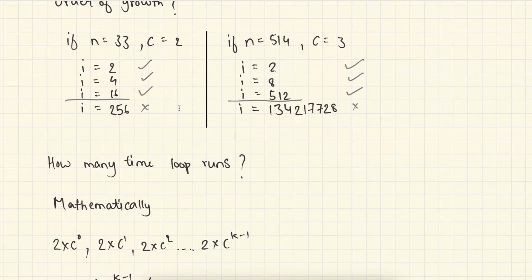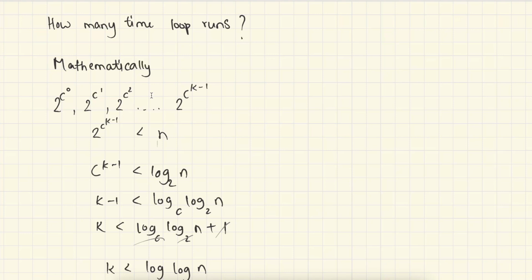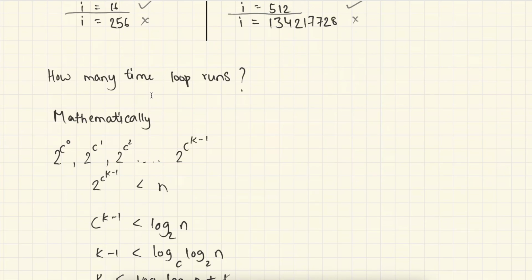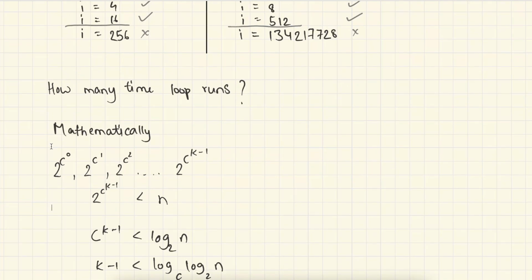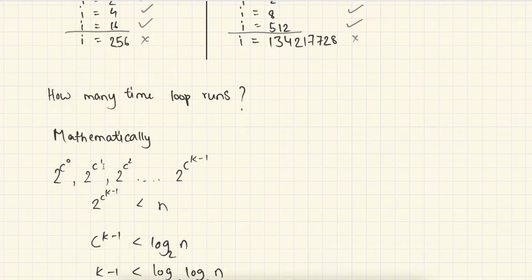So let's use a mathematical approach and find the order of growth of this for loop. As we are starting our for loop at 2, we can write 2 to the power c to the power 0, and c to the power 0 is 1, so it is 2 to the power 1. In the next iteration we are again increasing the power by c, so it becomes 2 to the power c to the power 1. In the third iteration, we again increase the power by c, so it becomes 2 to the power c to the power c. And c to the power c is going to be c squared, and so on and so forth.